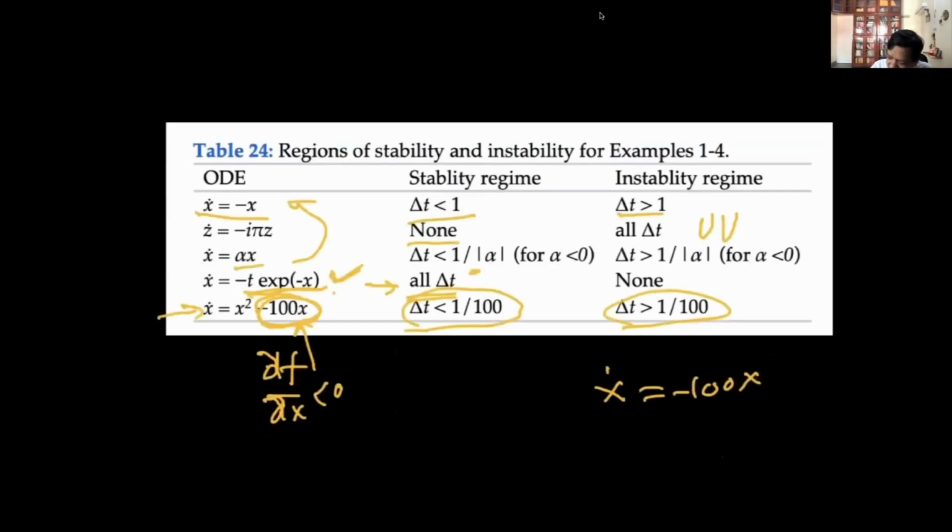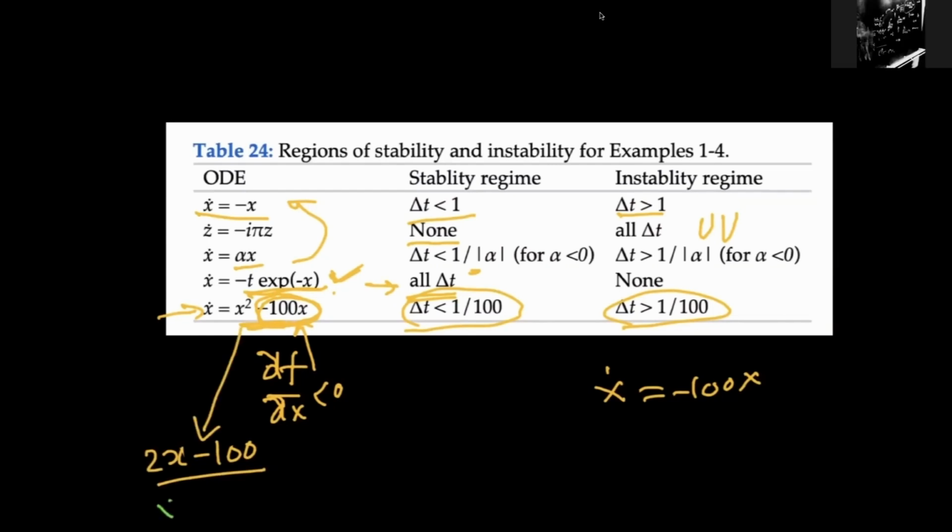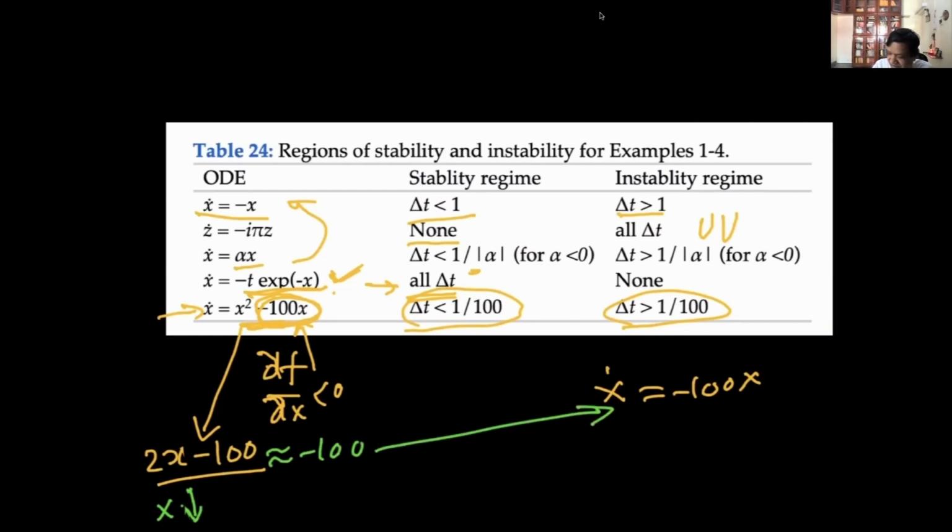So if I look at partial f partial x, what will I get? I get 2x minus 100, correct? This one. Now it turns out x is very small, x is tiny. This we see from the solution. So this is approximately minus 100. Okay, so that means it boils down to this equation, and that's why we get this condition. It's a bit complicated argument, but that's the answer.